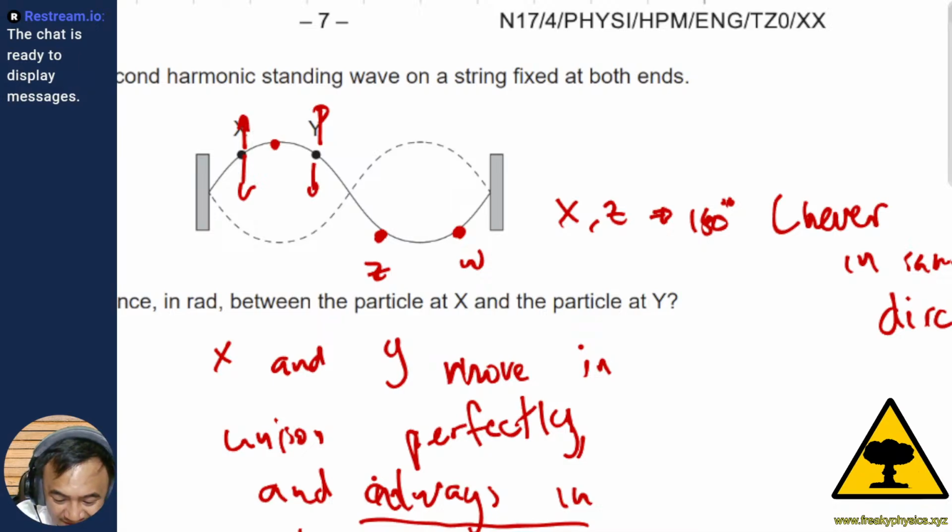Here's the thing. In a standing wave, these are the only cases. We don't have any other phase differences. If this were a regular traveling wave, then we would have a phase difference between X and Y. So you have to look at whether they are traveling or standing.